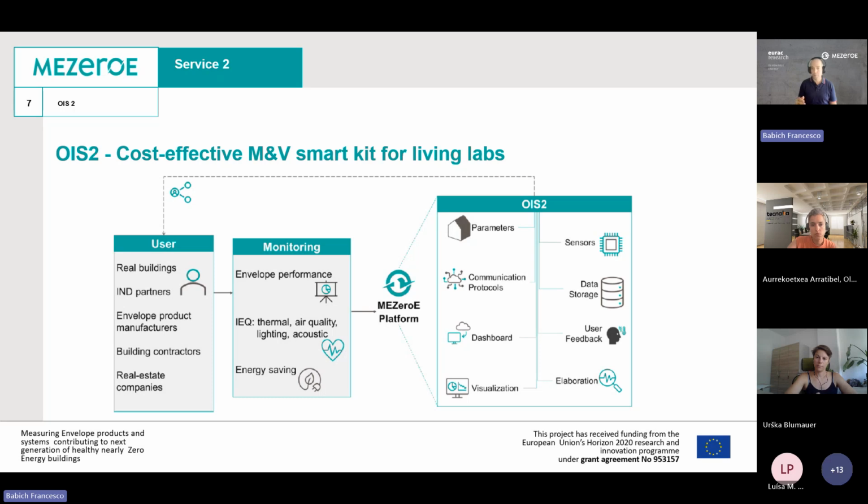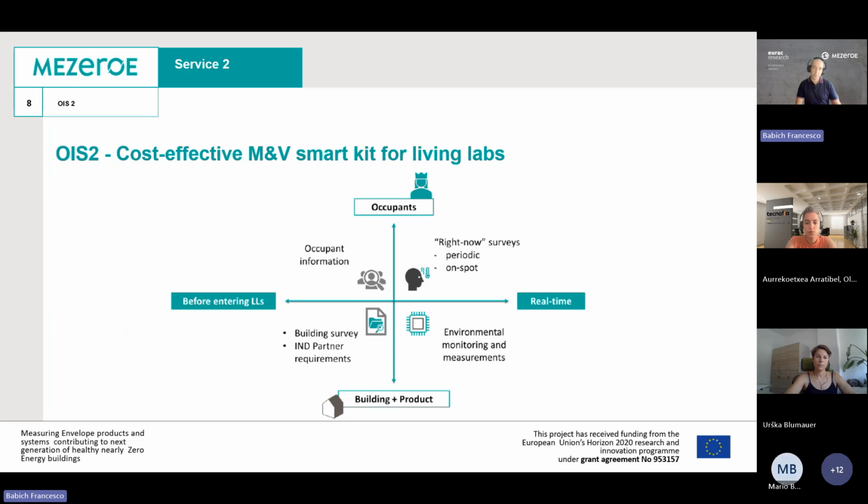Data are then stored via dedicated protocols on a server, which is managed by URAC. We may collect user feedback via questionnaires, and all this is presented in a dashboard with certain visualizations, and it's possible to do elaborations depending on the scope of the specific application. But the overall point is having a comprehensive assessment tailored to the user that requires it.